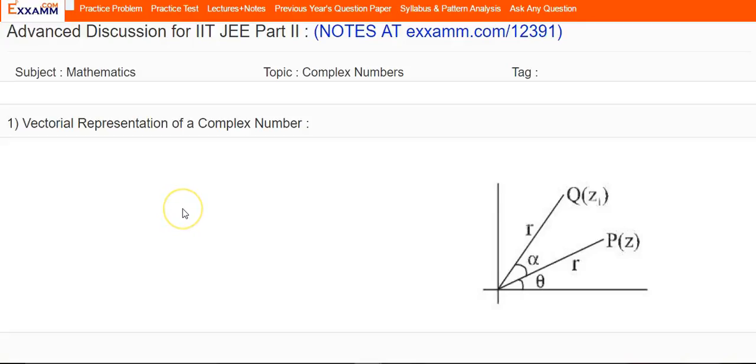Hi friends, in this lecture we are starting with vectorial representation of complex numbers. We will consider various graphic representations for complex numbers, like the equation of a line, the equation of a circle in the complex plane, and similarly the equation of a parabola, hyperbola, ellipse, etc. This is the most important topic of complex variables for IIT JEE.